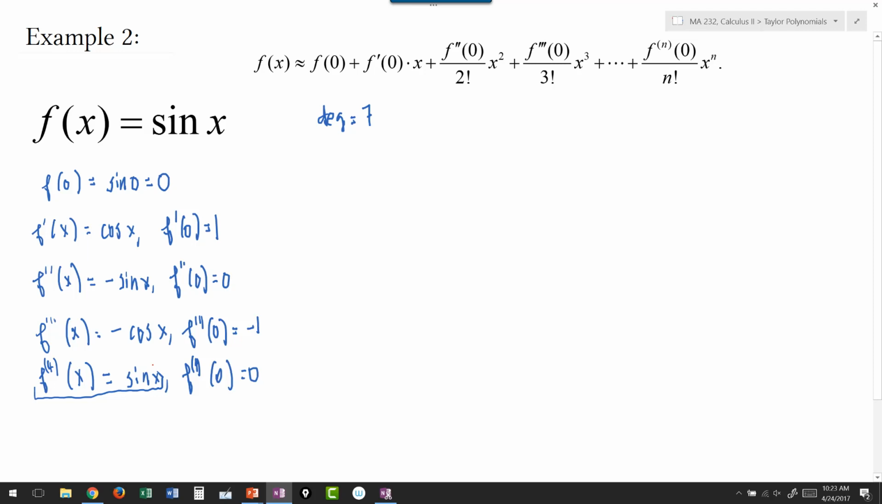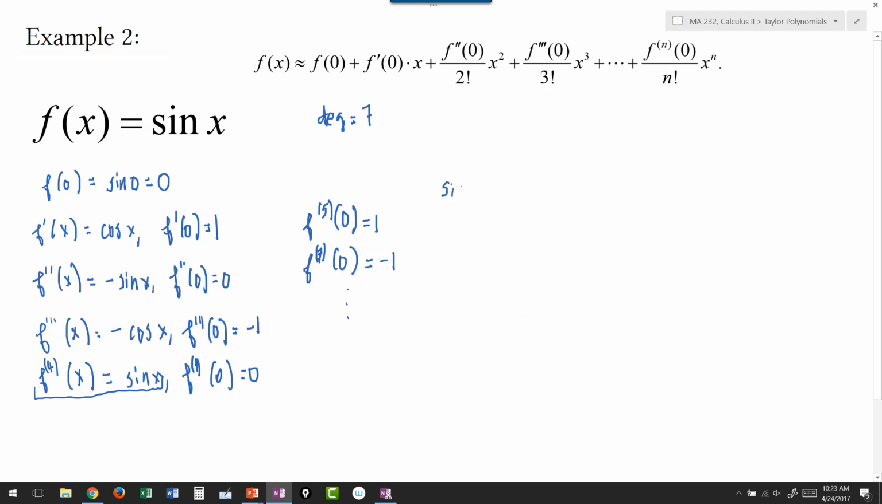My fifth derivative will be cosine x. So my fifth derivative at 0 will just be 1. The sixth derivative would be minus sine. That gives me a 0. The seventh derivative at 0, that would be minus the cosine evaluated at 0. So that's minus 1. So the pattern is all even derivatives are 0, and all odd derivatives alternate between 1 and minus 1.